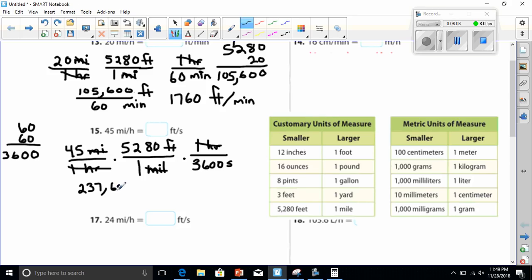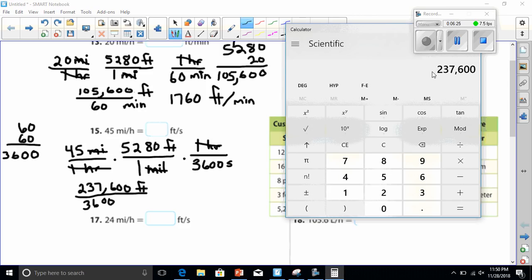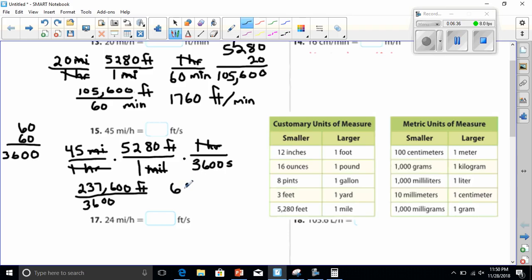237,600. And that's going to be feet. And the bottom is pretty easy, 3,600. We can see that very easily because 1 times 1 is 1, 1 times 3,600, 3,600. Let's see now if the number on top is divisible by the number on the bottom. Look at that. The answer is 66. So I can say it's going 66 feet per second.